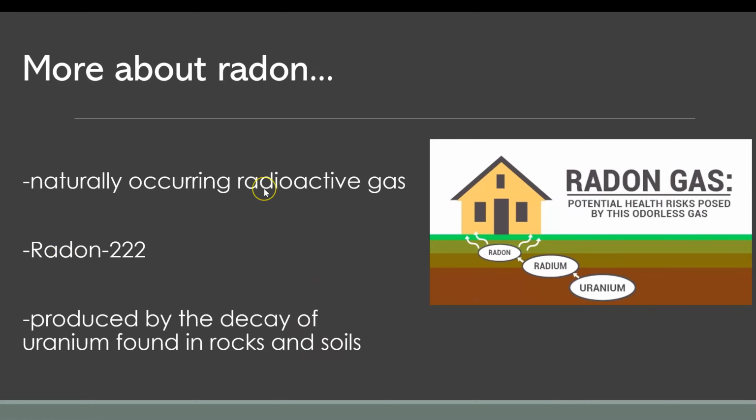Radon is a naturally occurring radioactive gas. It's called radon-222. Normally we think of radioactive things as things that humans make, but there are many radioactive elements on the periodic table. It's produced by the decay of uranium that's found naturally in rocks and soil. There are nuclear plants that use uranium for energy, and that's another threat to our environment and our health, but there is a natural threat in terms of uranium, and that would be radon.